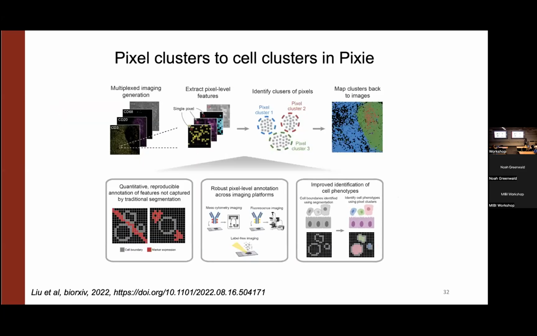Okay, so quick recap from yesterday. We talked about how, after acquiring your multiplex imaging data, you can extract single pixel profiles and then cluster those pixels to get phenotypically relevant pixel clusters in your data. And I talked about how we can use that to quantify features that are not captured by traditional segmentation and how this can be applied across a variety of different imaging platforms. But today I'm going to be talking about this third facet here of how we can use the pixel clusters to improve our cell clusters.